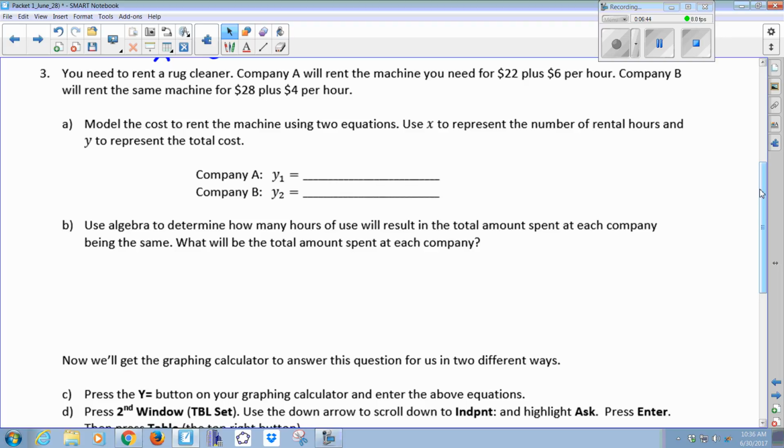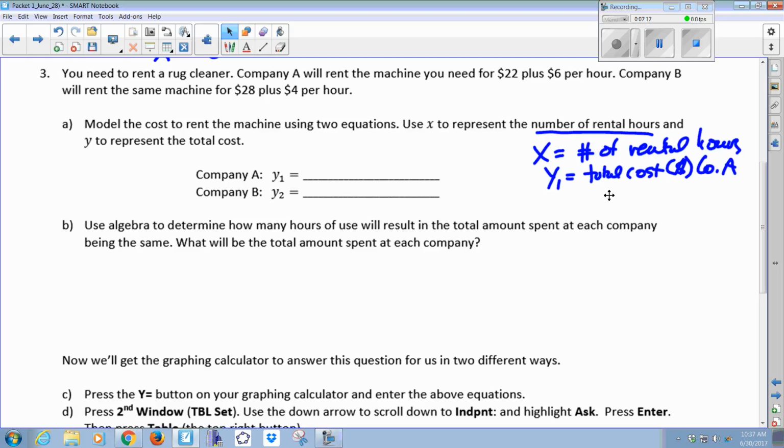So the first thing we want to do is establish the cost for each company. To model the cost to rent the machine using two equations, we're going to let x represent the number of rental hours. So x equals the number of rental hours. And then we're going to let y equal the total cost. Since we have two companies, y1 is going to represent the total cost in dollars for company A, and y2 is going to represent the total cost in dollars for company B.